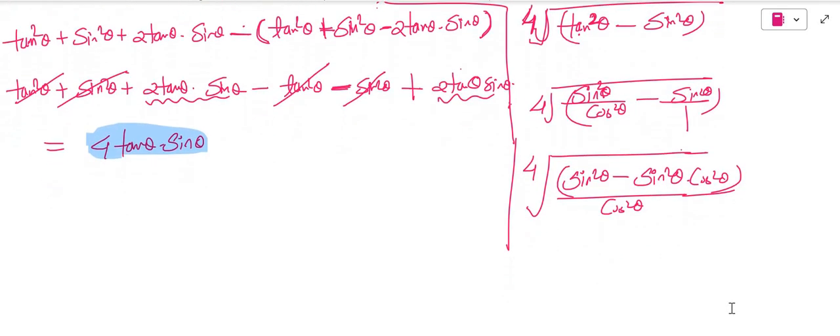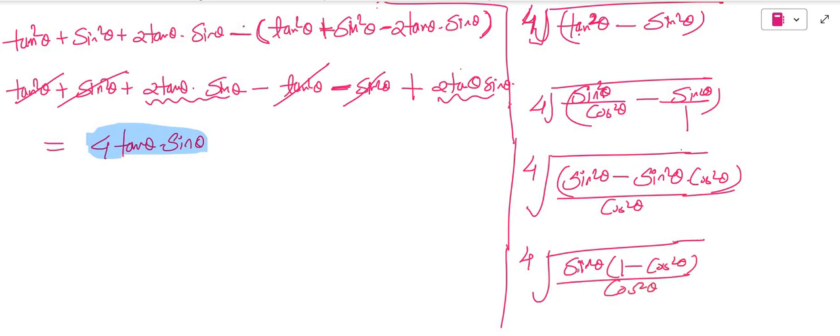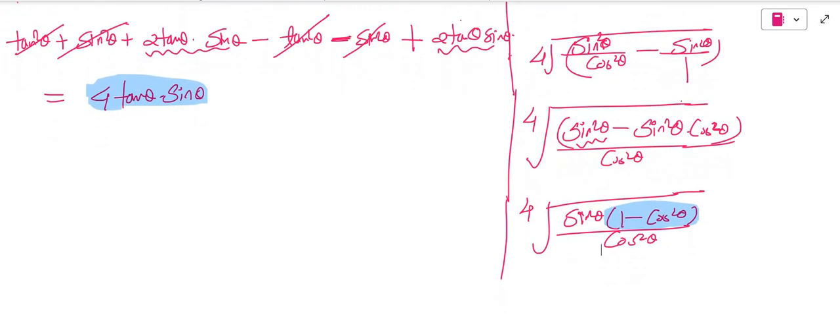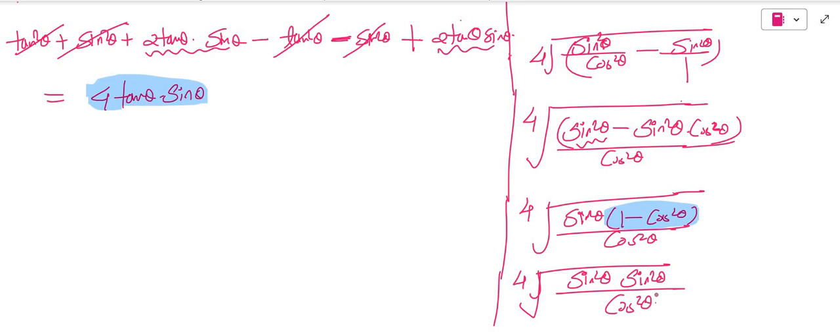Understood? So what you will get here is under root, sin square will be common, by cos square, correct? We took sin square common, so what is left inside? See, here 1 and here cos square. What is 1 minus cos square? I think by now everybody knows this is nothing but sin square. So this is nothing but sin square by cos square. I hope you understood.